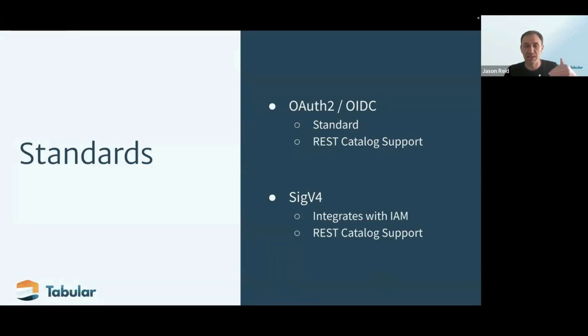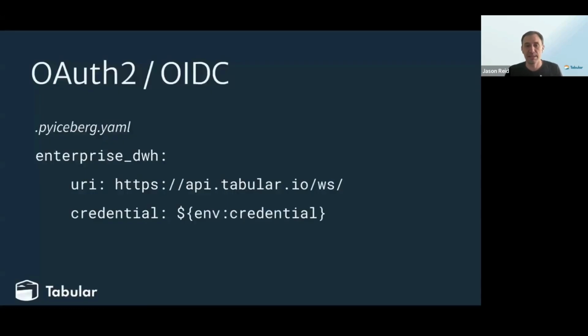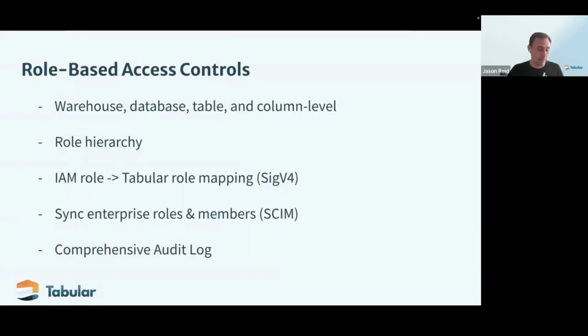But beyond that, the question is, what are you going to use to set the actual access control policies? That is left up to implementers. And in Tabular's case, we've got a role-based access control system. So this is going to feel very familiar to you if you're coming from any other SQL-based data warehousing world. You can set privileges from the very top level, the warehouse level, all the way down to column level in Tabular. You can use role hierarchies, so you can nest roles and build role hierarchies as you're building up your organization and your groups.